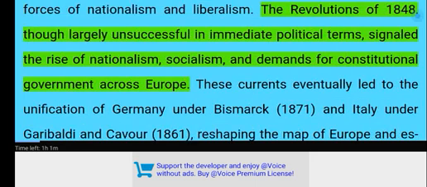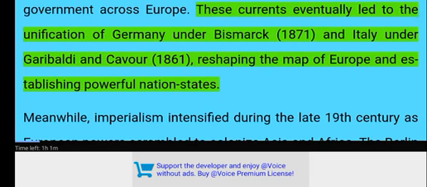The revolutions of 1848, though largely unsuccessful in immediate political terms, signaled the rise of nationalism, socialism, and demands for constitutional government across Europe. These currents eventually led to the unification of Germany under Bismarck 1871 and Italy under Garibaldi and Cavour 1861, reshaping the map of Europe and establishing powerful nation-states.